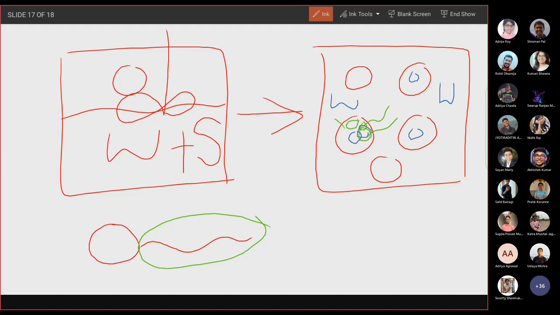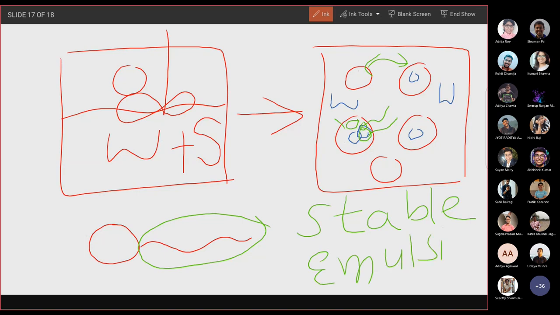tend to be present at the interface. Right? So because of this surfactant, the attraction forces between the hydrophobic oil droplets are reduced. Because of the presence of this hydrophilic tail at the interface, the attraction forces between two oil droplets minimize. So there is very, very little chance of collision between oil droplets. So they will not collide with each other. So that will stay stable for a long time. That's why it is called a stable emulsion. So this is one way of forming stable emulsions.